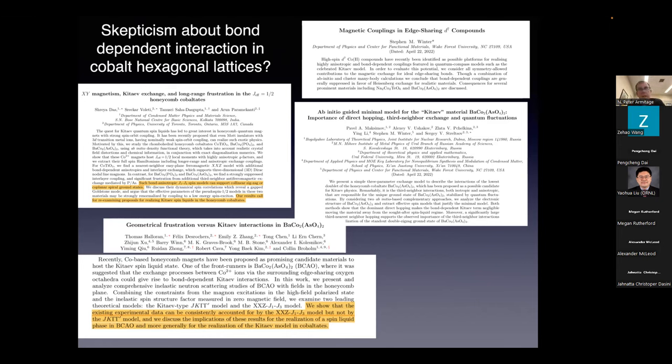But nevertheless, I think that these theoretical calculations, and when you look at some more subtle aspects of the magnetization data, it does raise questions about whether or not there could be bond-dependent interactions in this system, and whether they are or are not like cobalt niobate, where I think we've shown quite definitively that they exist.